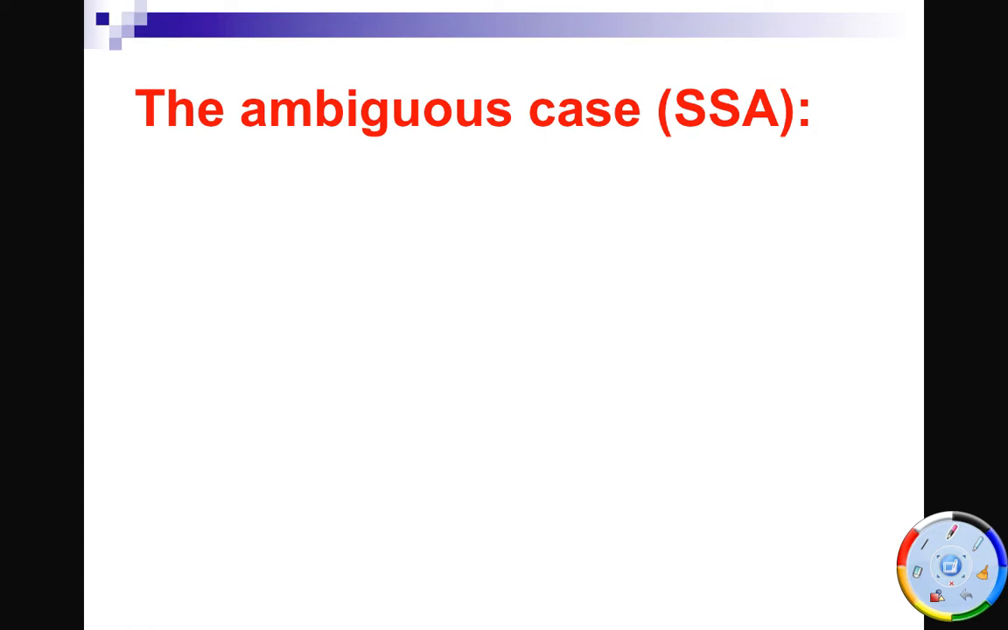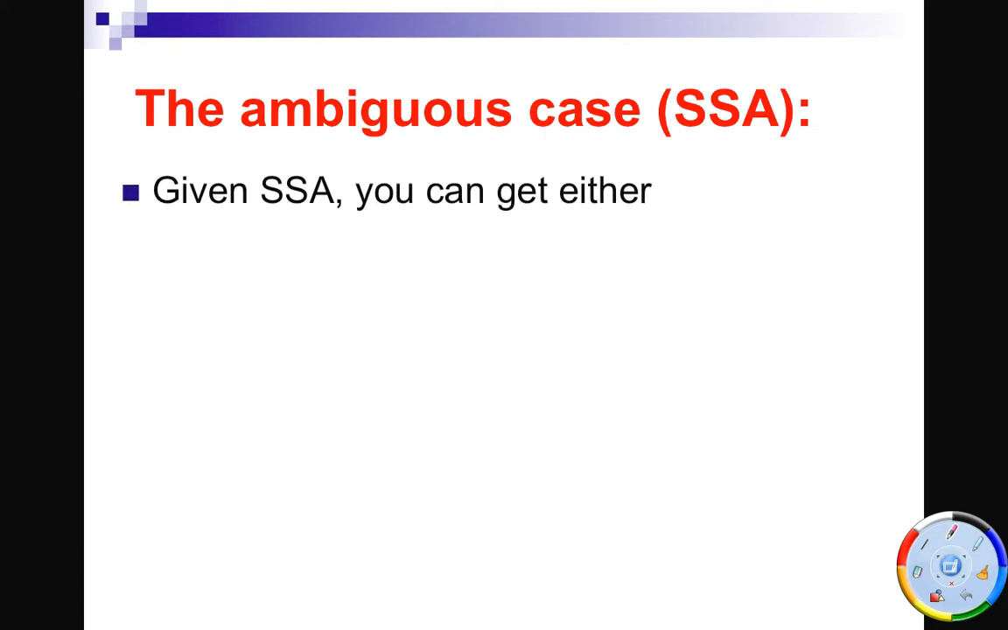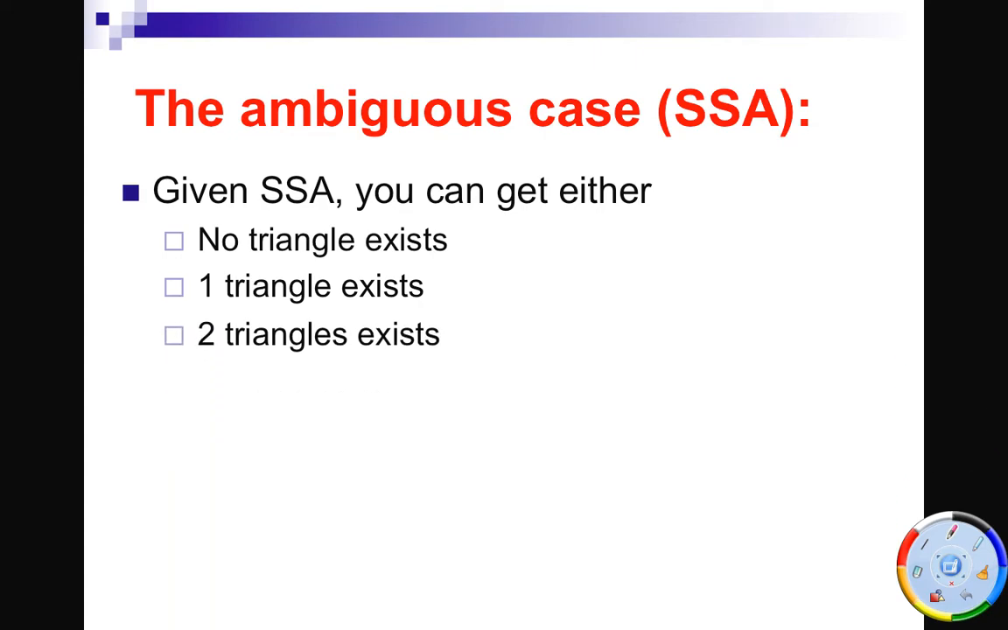So for the SSA version, if you are given this information, you can either get no triangle exists. Everybody likes that problem because once you figure out there is no triangle, there's nothing left to solve. You could get the fact that one single triangle exists, or the one that nobody likes for some reason is the fact that two triangles might exist from the things given. And one of the cases would look something along this line.